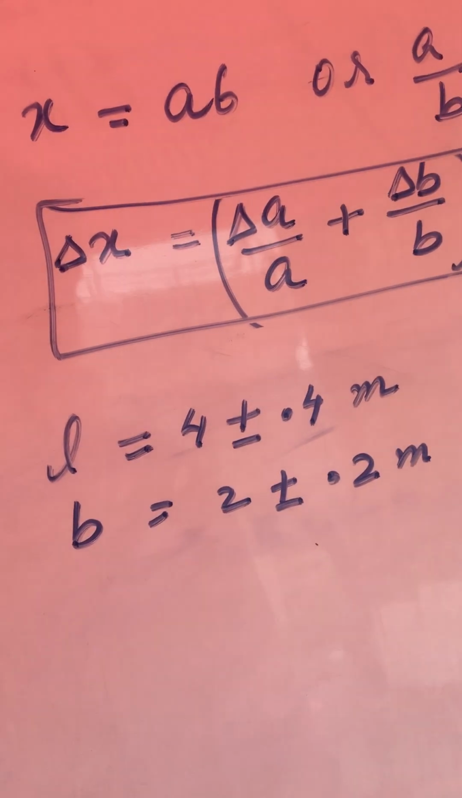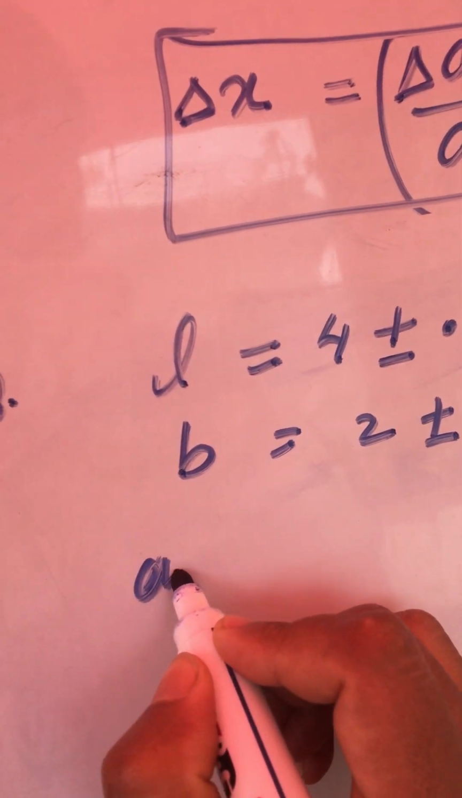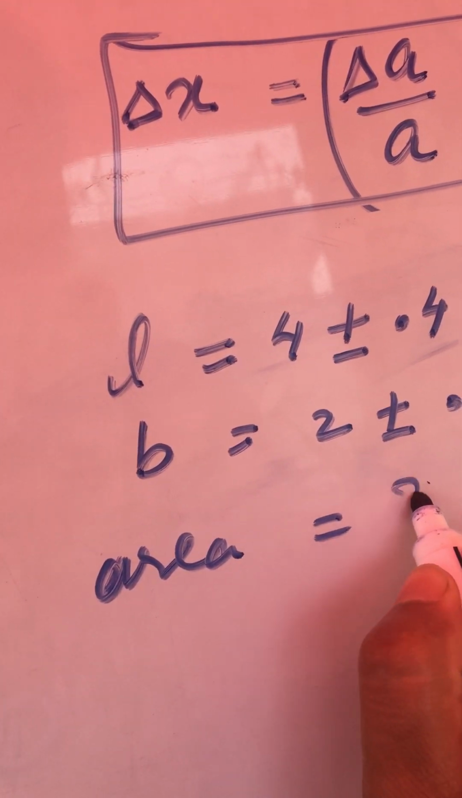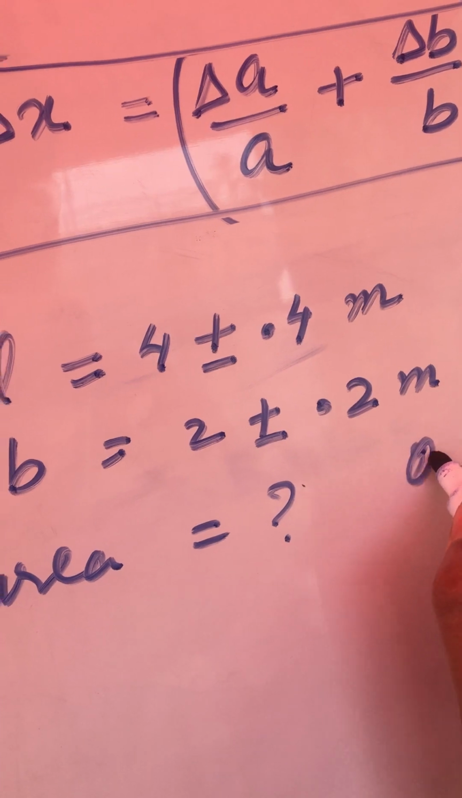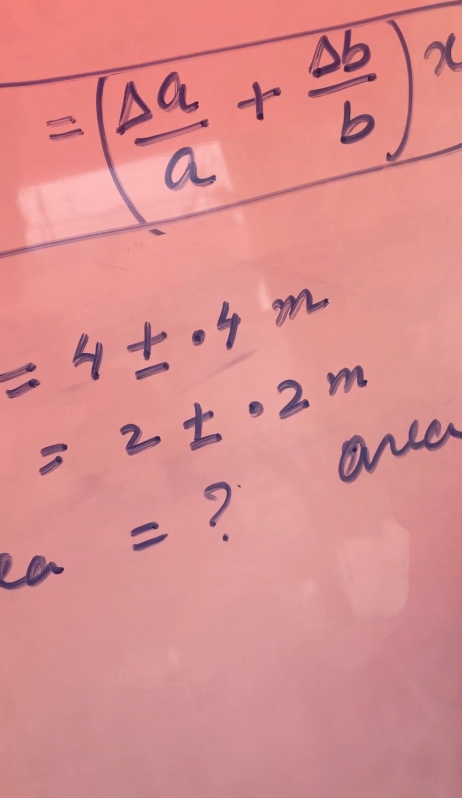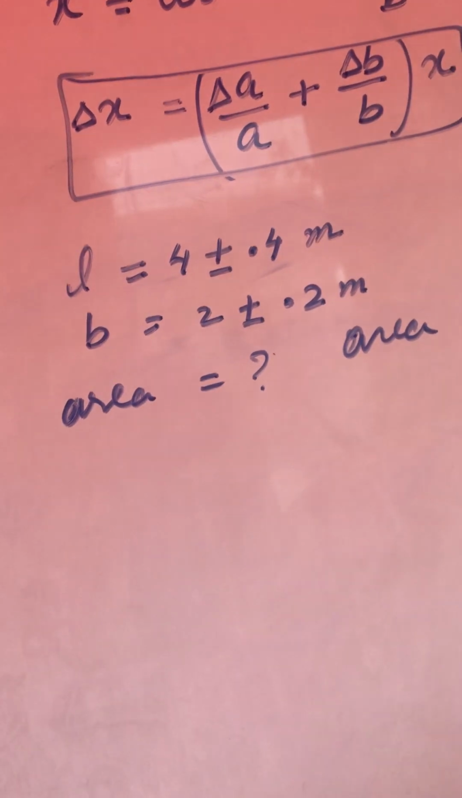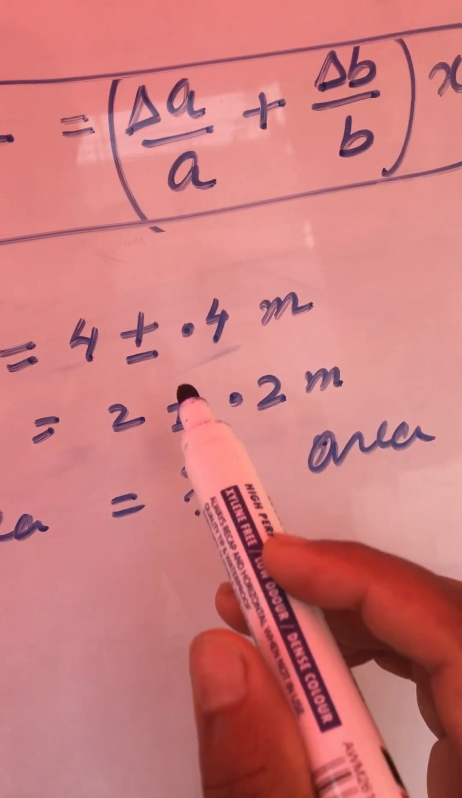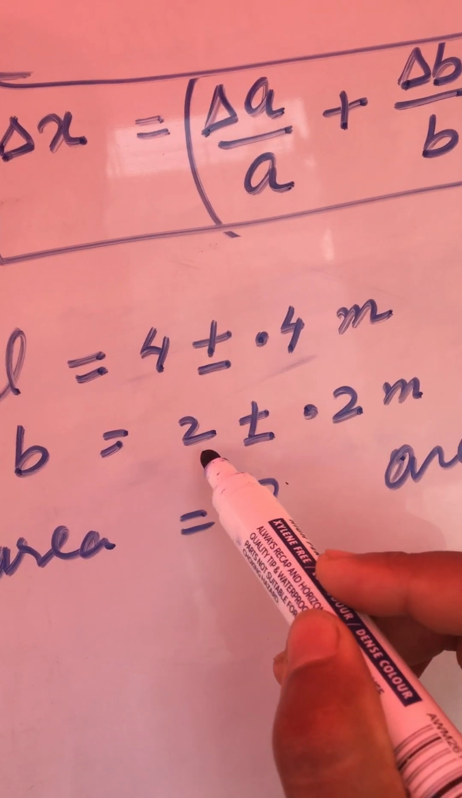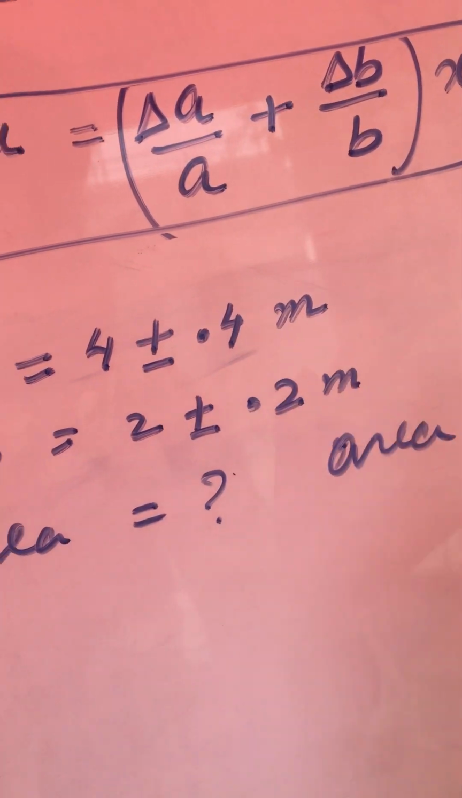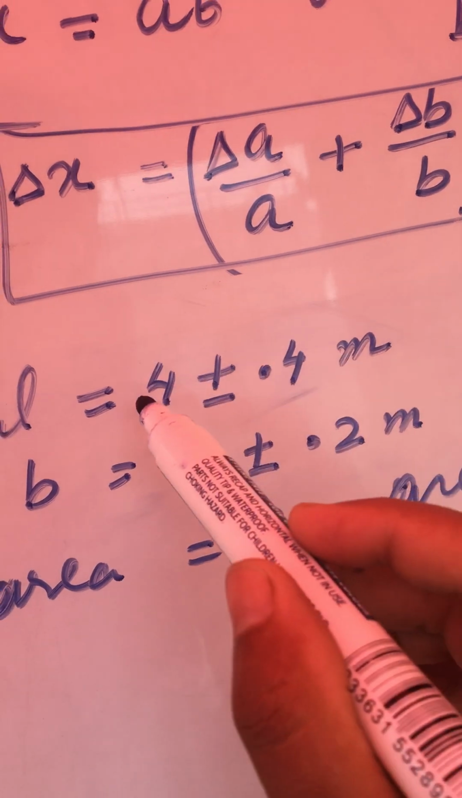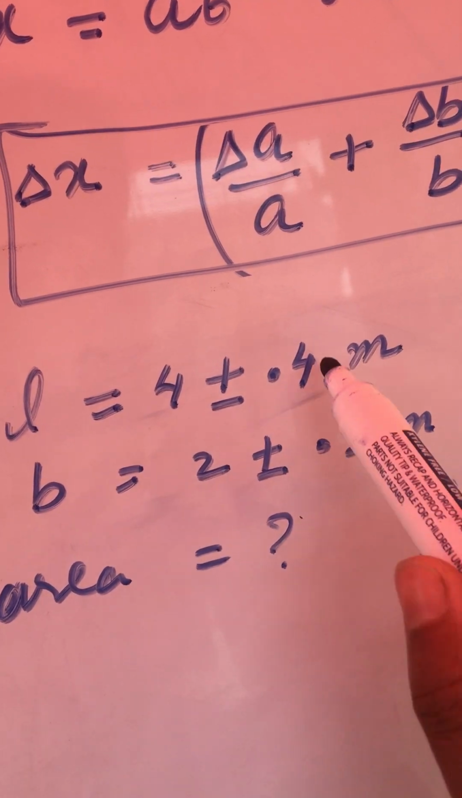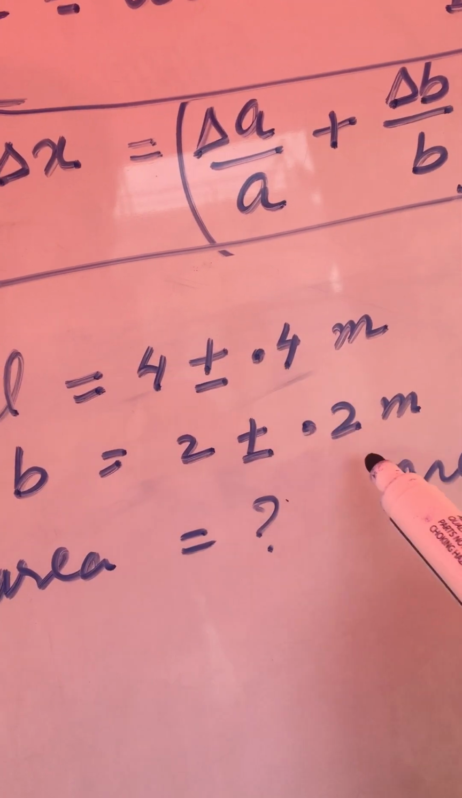All right. Now we need to find its area. Area means what? Area is just length into breadth, right? For this we need to do the area separately, and the error separately. Length into breadth is 8, but we are interested in the error, right?